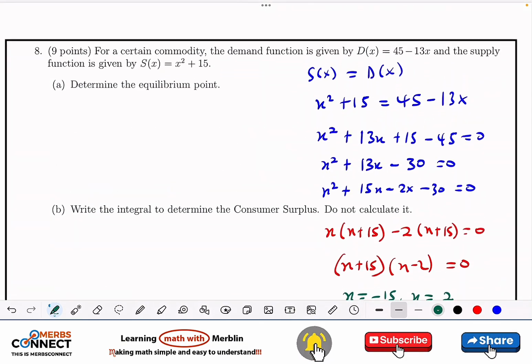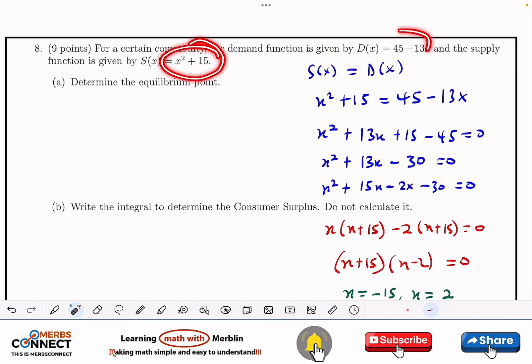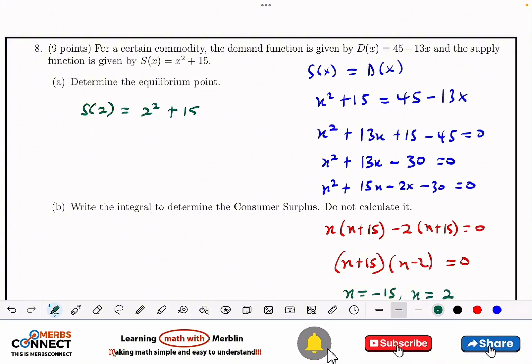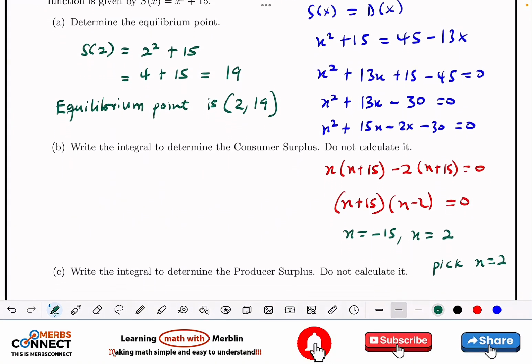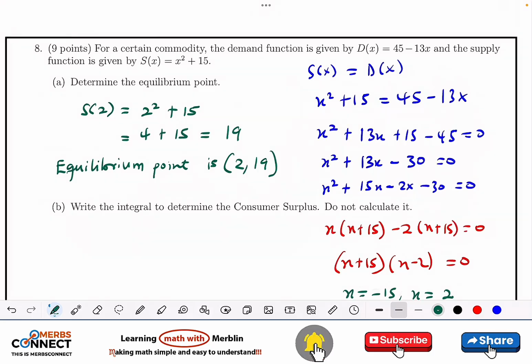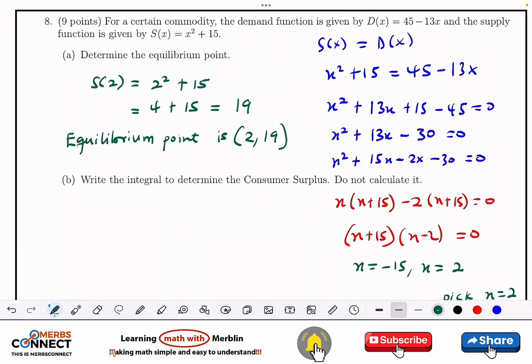So now that we've picked x to be equal to 2, we can plug x equal to 2 inside this or this to find the price, or the y aspect. So at x equal to 2, y is equal to 2 squared plus 15, and this is going to be 4 plus 15, and this is going to be 19. So the equilibrium point is 2 and 19. Good. So that's what we are going to get for the equilibrium point. Good. So you should be able to practice on this one too as well.